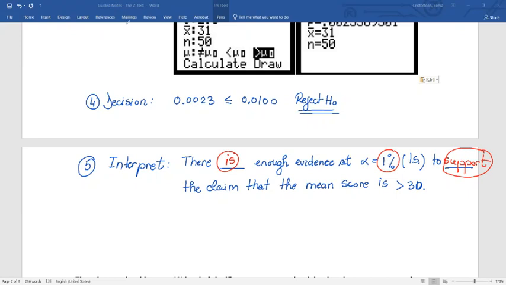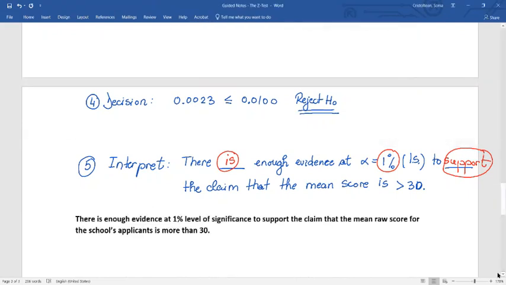Okay, so keep in mind, these are the steps. And you will need to perform each test like that. I have the formal interpretation right here. There is enough evidence at 1% significance level or level of significance to support the claim that the mean raw score for the school's applicants is more than 30.